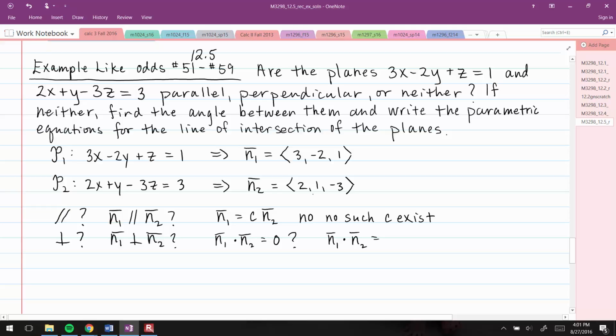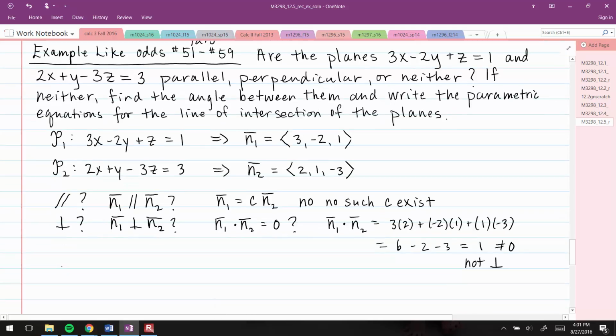What you do is you match up the components, multiply them, and add them up. So I'll just write that out quick: 3 times 2 plus negative 2 times 1 plus 1 times negative 3. So we'll get 6 minus 2 minus 3, which is 1. And that's not 0, so they're not perpendicular, which means they're neither. And that's the answer to our first question. Now, because it's neither, we have to do parts 2 and 3 here. Find the angle between them. So that's the next part.